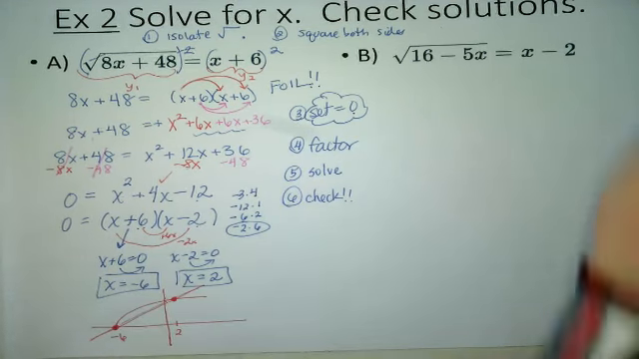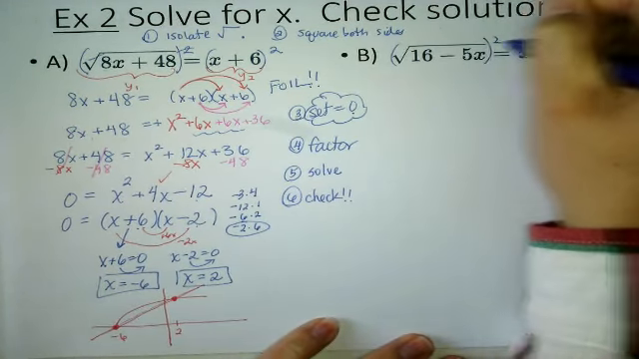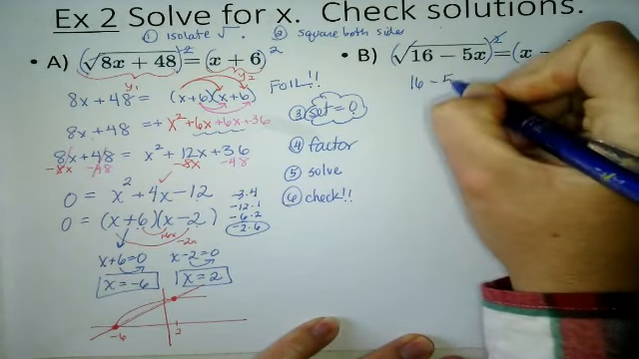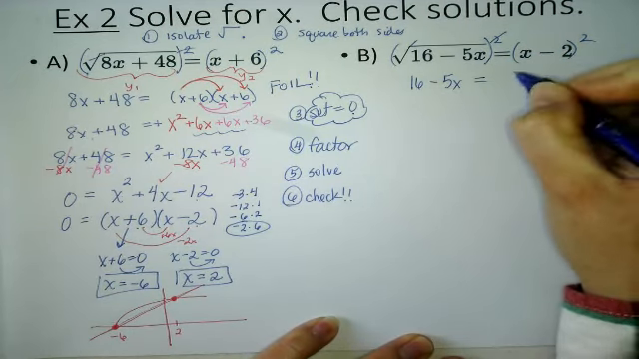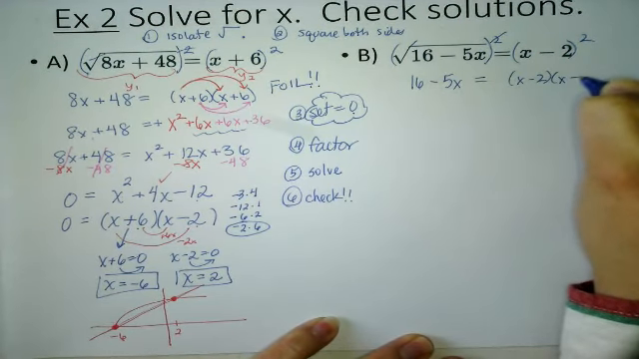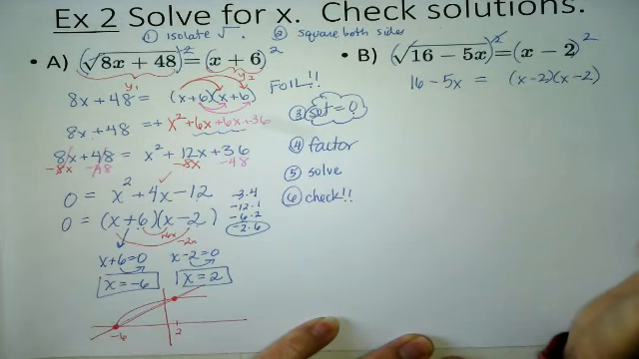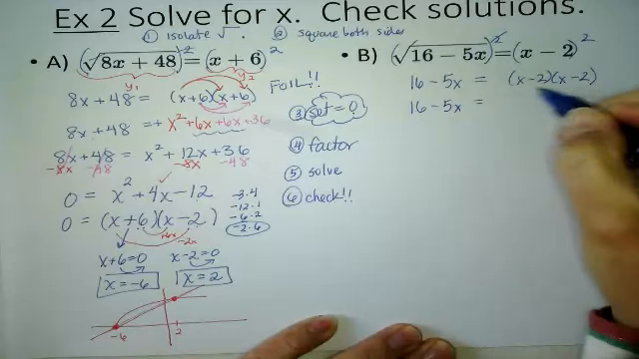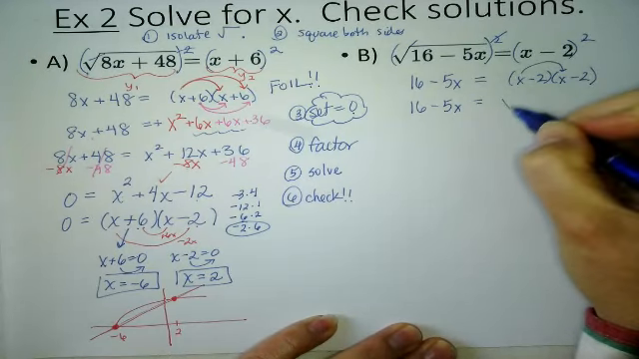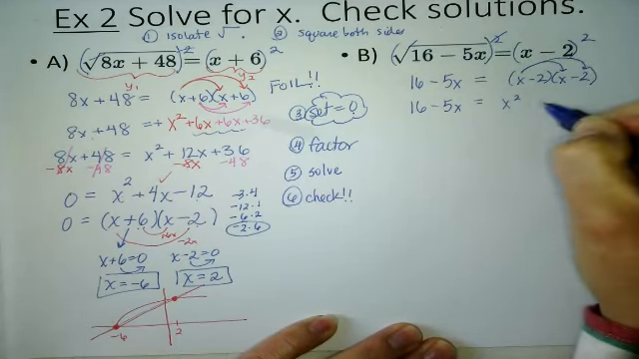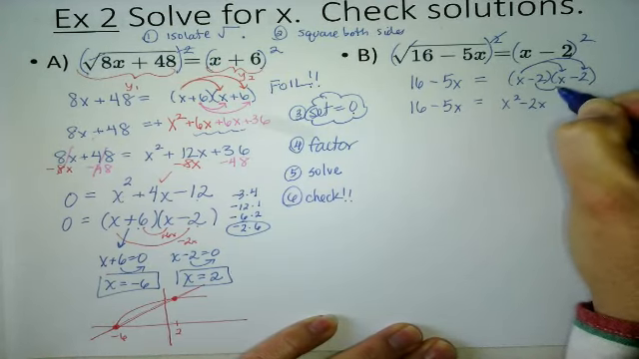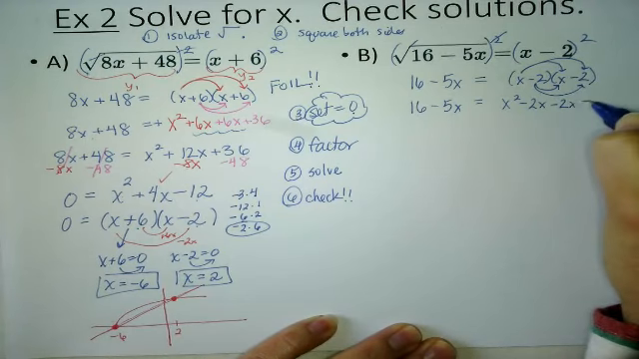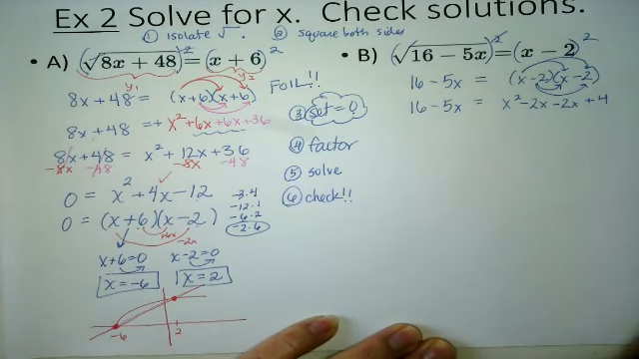All right, again, we're going to square both sides. Square and square root cancel out, leaving 16 minus 5x. And this is x minus 2 times itself. Repeat 2 times. So I'm going to go ahead and FOIL that. X times x is x squared. X times -2 is -2x. -2 times x is -2x. And -2 times -2 is +4.